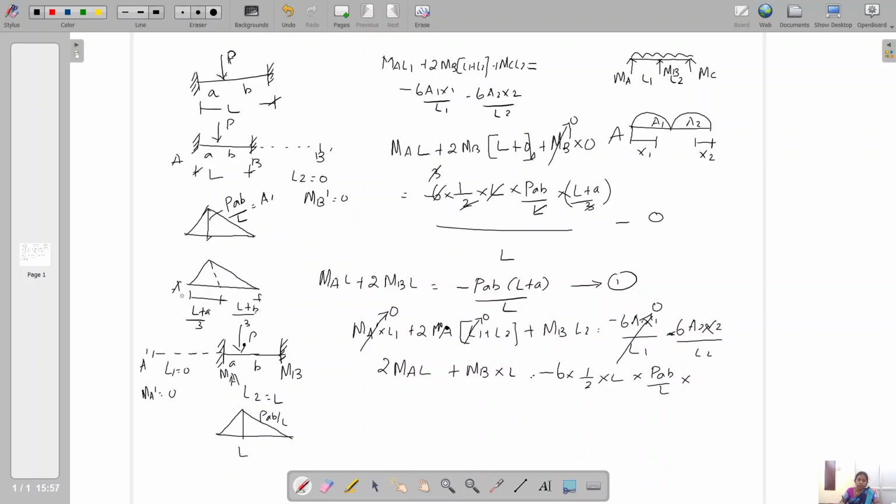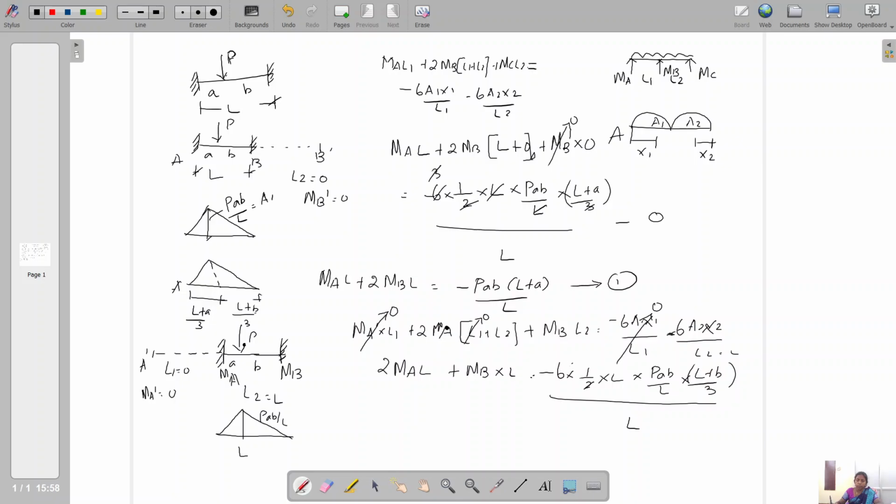In this case, for the first term we consider the centroid from the left side, that is L plus A by 3. In the next term we consider the right side, that is the B side, which is L plus B by 3, divided by L. Divided by the second term, L2 equal to L.